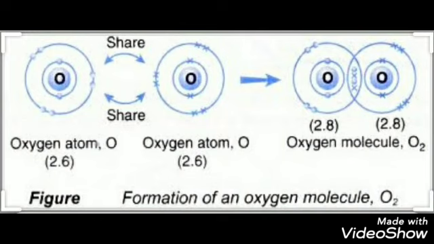The oxygen atom gets these electrons by sharing its 2 electrons with the 2 electrons of another oxygen atom. So, 2 oxygen atoms share 2 electrons each and form a stable oxygen molecule. Since the oxygen atoms share 2 pairs of electrons, the bond between them is called a double covalent bond.